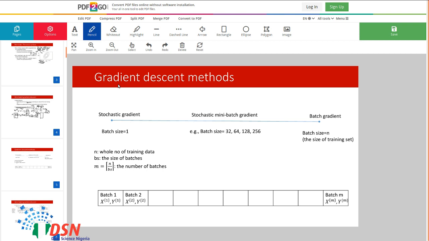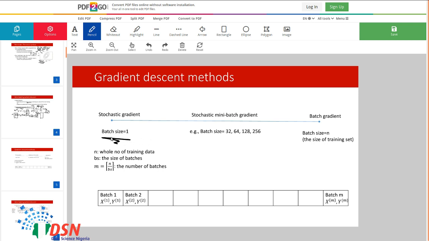So probably your question is, what should the batch size be? If you have a batch size equal to 1, then probably your estimation of the gradient is not really good, or in other words, you have a high variance estimation of your gradient.